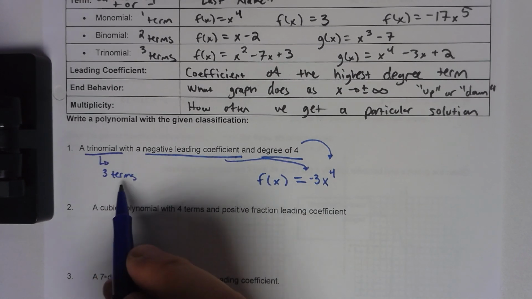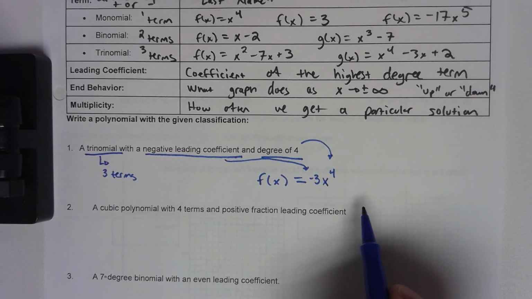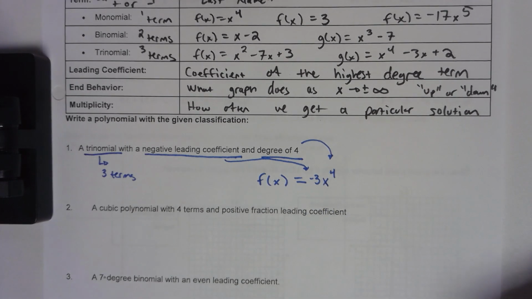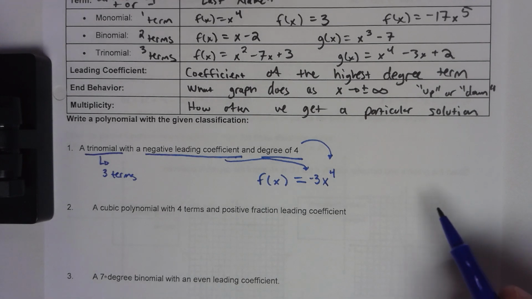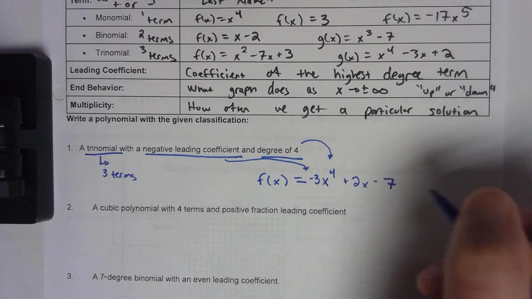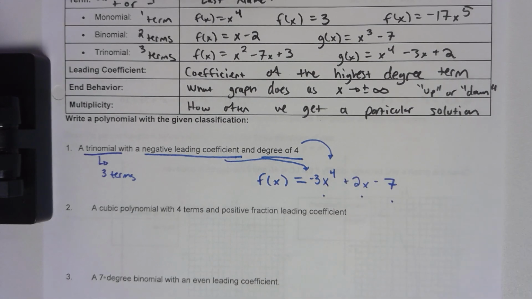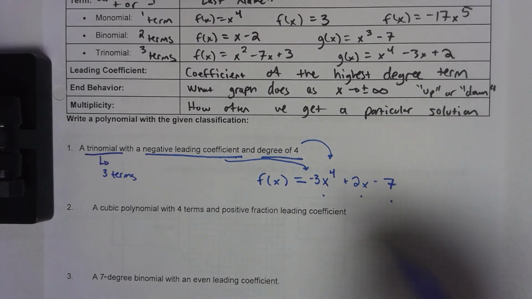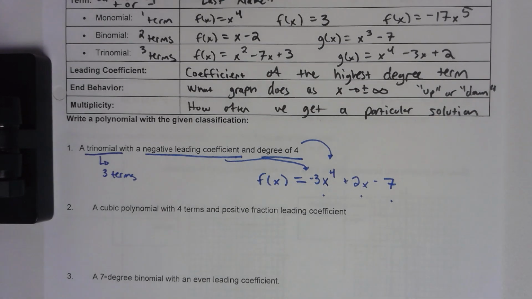Then a trinomial. So we need 3 terms. I only have 1 right now. So there's lots of things I can put after this, but we need to make sure we're putting things that don't combine to get to one single term. So let's do plus 2x and then minus 7. There's our 1, 2, and 3 terms. So the only thing that needed to happen were 3 terms, degree of 4, and negative leading coefficient.